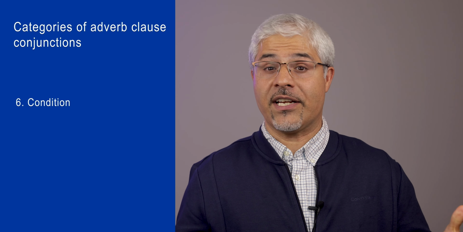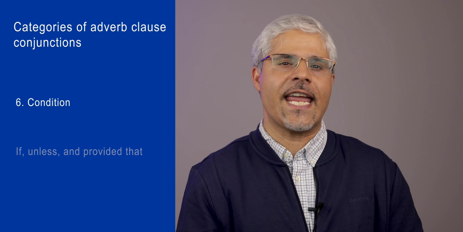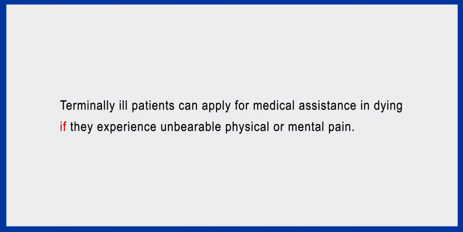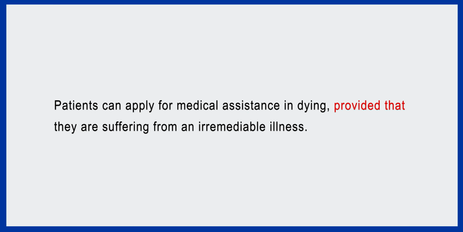Condition. The main conjunctions for condition are if, unless, and provided that. Here is an example for if. Terminally ill patients can apply for medical assistance in dying if they experience unbearable physical or mental pain. Here is an example for provided that. Patients can apply for medical assistance in dying provided that they are suffering from an irremediable illness.